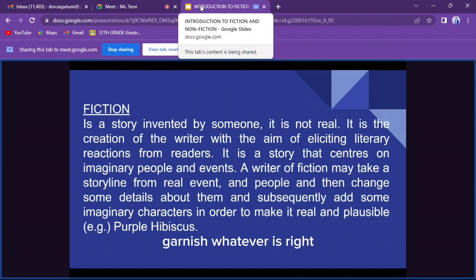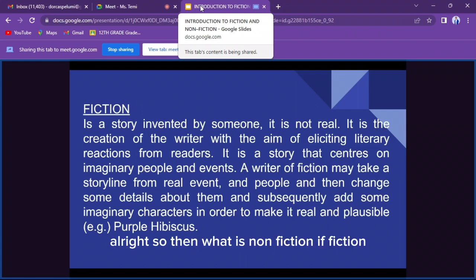in order to garnish whatever he's writing. So, a fictional work is not real. It is not a real life story. It's not a true story. Okay? It is a story invented by someone in order to get a reaction from the reader. An example is Poppy Biscuits, and that part of the imaginary character is fully displayed there.